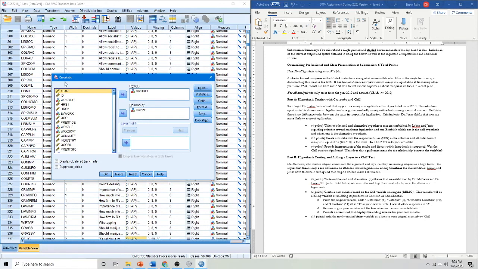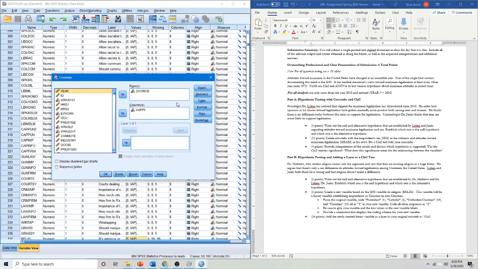So you'll set up your crosstabs the way I have here. You're going to put your dependent variable in the columns, which is generally how it's done. It can go either way. You can put it in the rows, but most of the time, for most variables, it makes more sense to put your dependent variable in the column and your independent variable in the row. So happiness is our dependent variable and divorce is our independent variable.